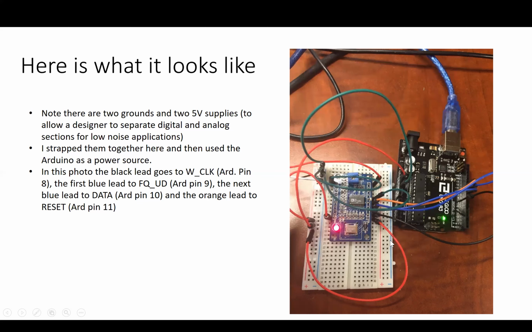So I am showing here this first black lead, which is the W clock lead. That goes to Arduino pin 8. The next blue lead here goes to Arduino pin 9, and that is the frequency update. The second blue lead goes to Arduino pin 10, and I'm going to be using that for data. And then the reset goes, the orange lead here, to Arduino pin 11.